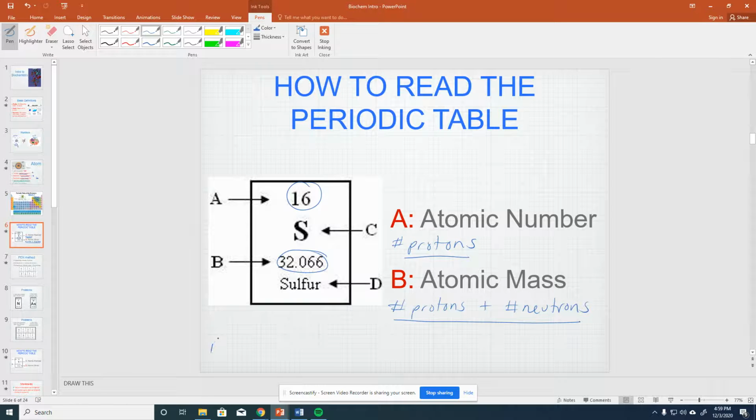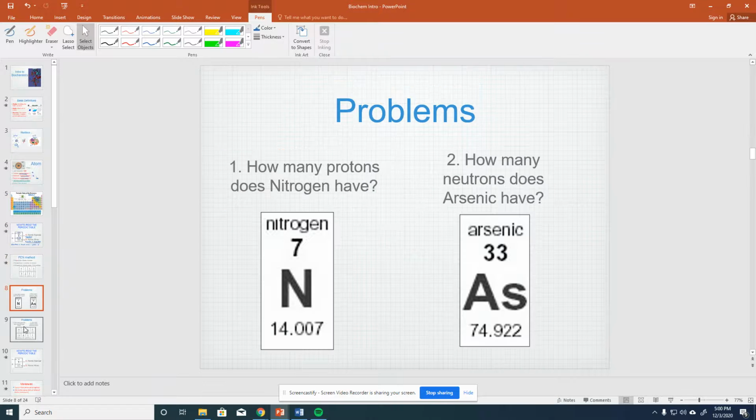So let me write that here. Number of neutrons equals the atomic mass minus the atomic number. That's how we find the number of neutrons in an atom, right? But I'm not going to spend too much time on that. We could do some practice problems, but I'm not going to worry about that.